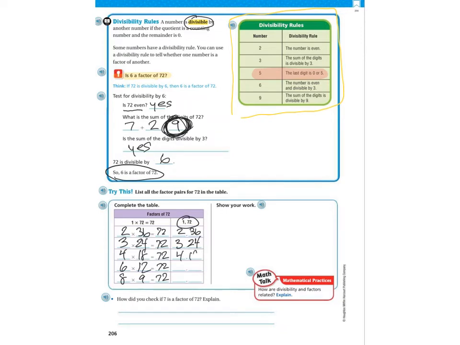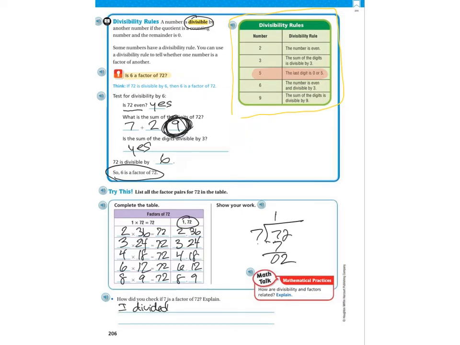And now we write our factor pairs. Fill them in. 8 and 9. And now, look at that. We're done. Now, how do we check if 7 is a factor of 72? What we need to do is just explain. The way we explain is, I divided, I should probably do it before I answer. 72 divided by 7. So this is good. 7 divided by 7 is 1. Multiply. 1 times 7 is 7. Subtract.